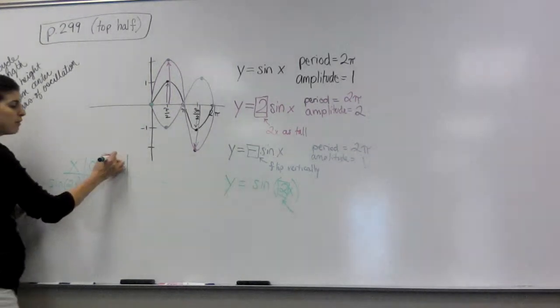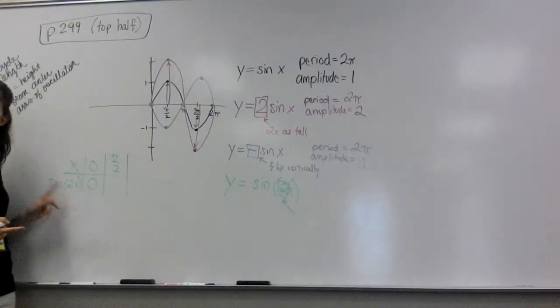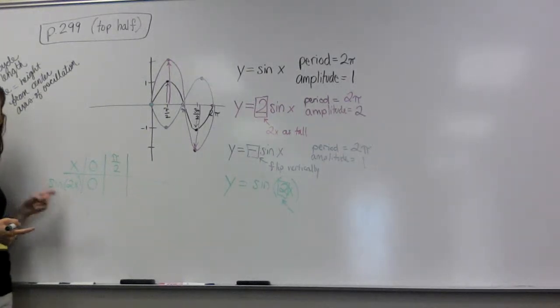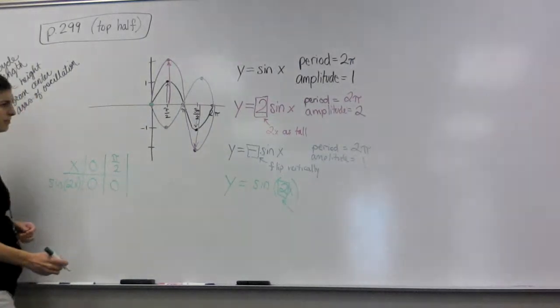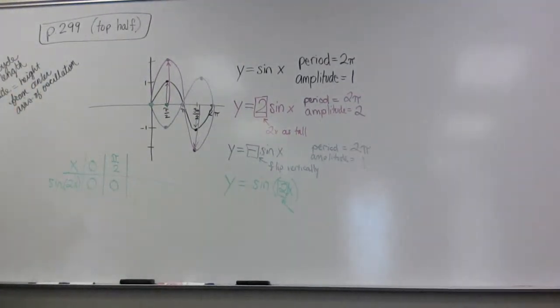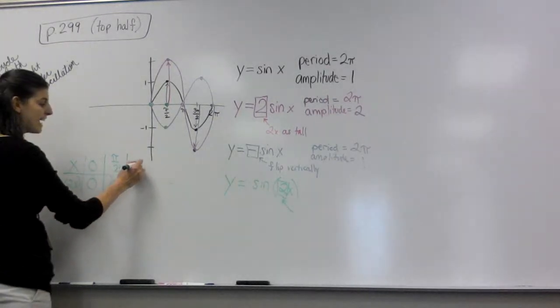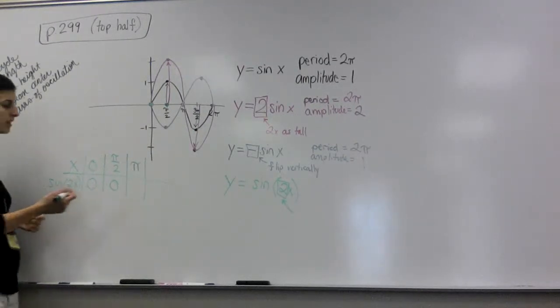All right, how about pi over 2? If I plug in pi over 2 to the x value, I multiply that by 2, which gives me pi. Sine of pi is what? Zero. Yes. So by pi over 2, I'm back to 0 again. And if I plug in pi next, 2 times pi gives me 2 pi. Take the sine of 2 pi, and what's the sine of 2 pi? Still 0.